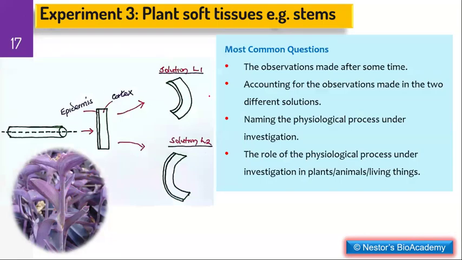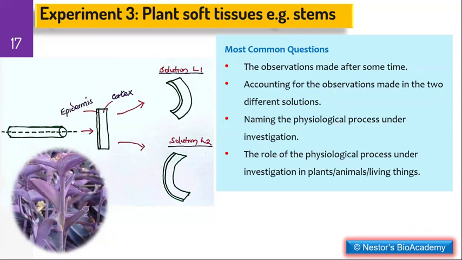Again, the most common questions here that you'll be asked will be to state the observations made after some time, to account for the observations made in the 2 different solutions, to name the physiological process under investigation and also to describe the role of the physiological process under investigation, either in plants, in animals, or in living things.